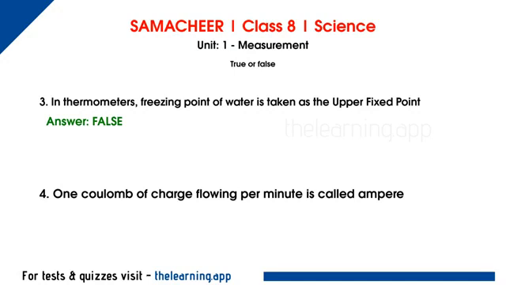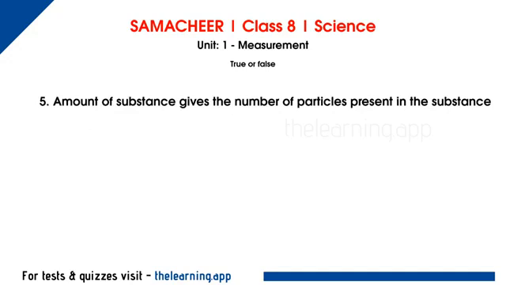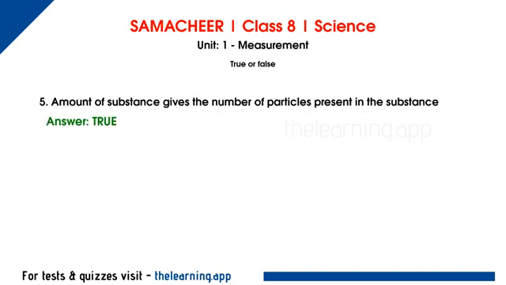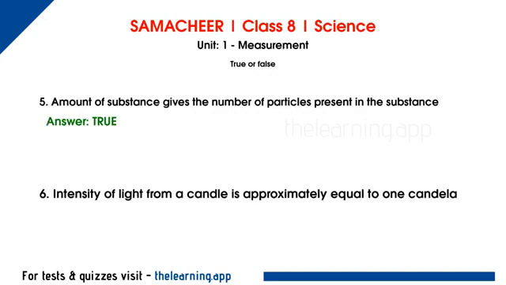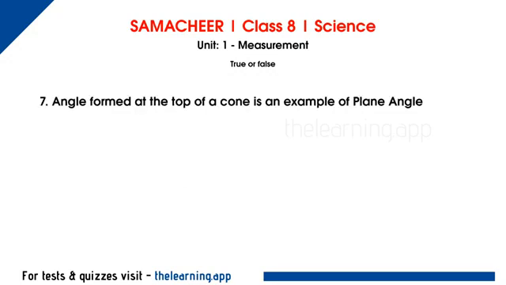Question 4. 1 coulomb of charge flowing per minute is called ampere. Correct answer is false. Question 5. Amount of substance gives the number of particles present in the substance. Correct answer is true. Question 6. Intensity of light from a candle is approximately equal to 1 candela. Correct answer is true.